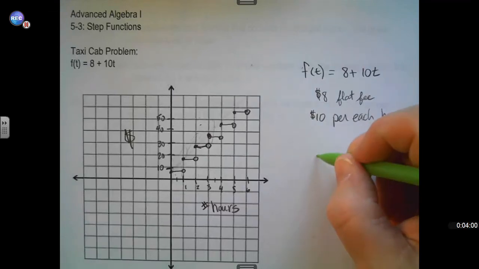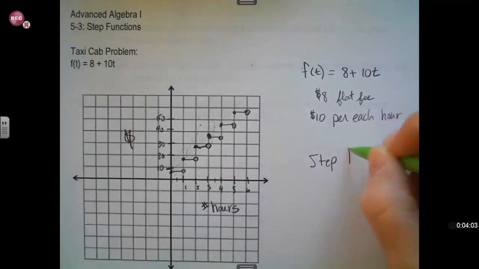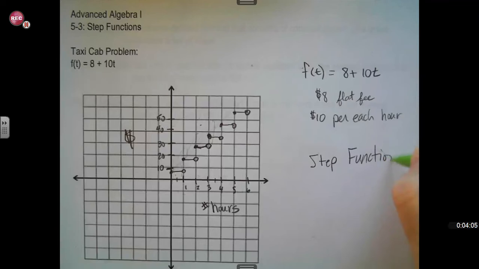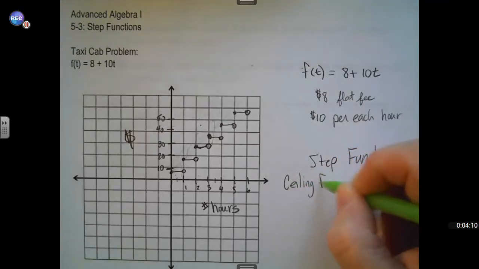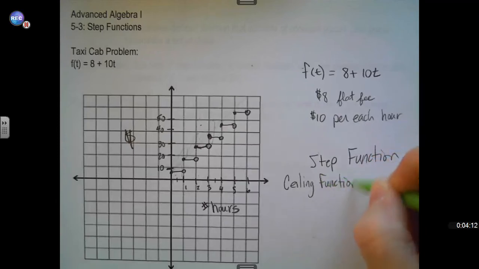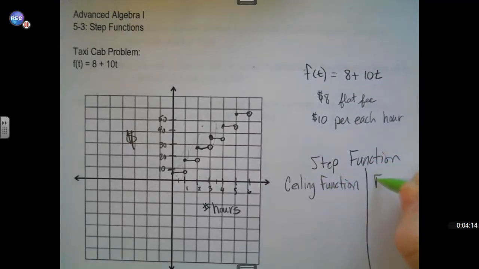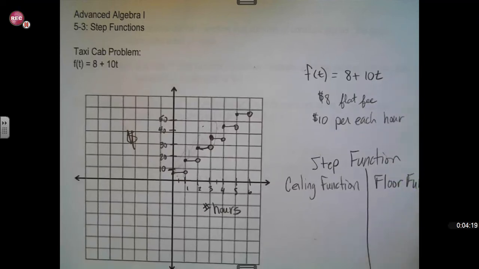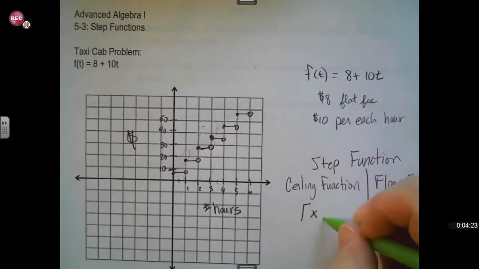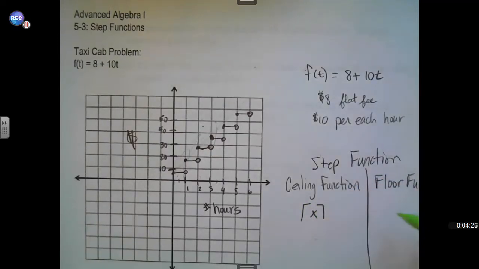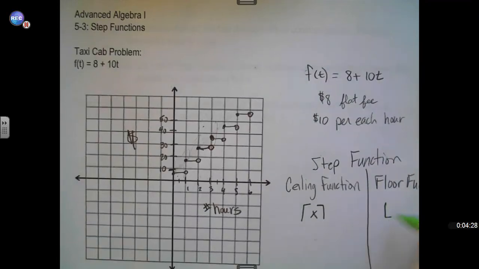Step functions, this book has 2 different categories. They say that one category is what they call the ceiling function, and the other category is what they call the floor function. The ceiling function is denoted as an incomplete bracket, and the floor function is indicated as a lower incomplete bracket.